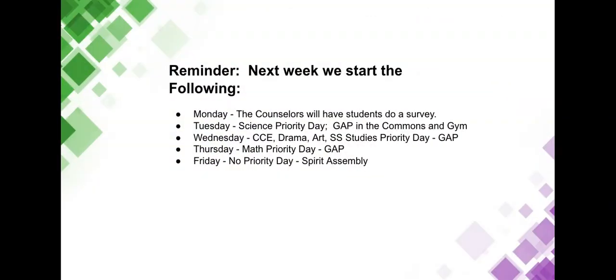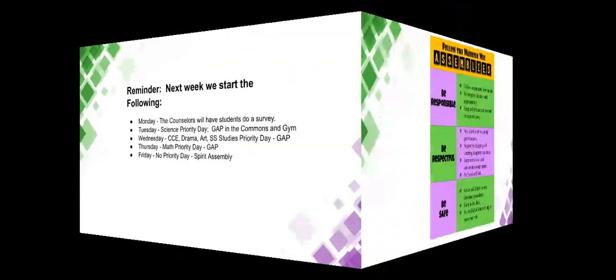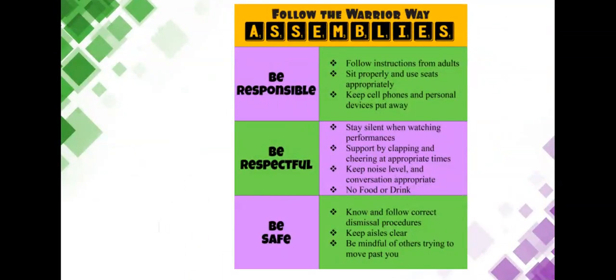And also reminder that next week we start the following. On Monday, the counselors will have students do a survey about our Friendship Fridays that we will do through this year. On Tuesday, that is Science Priority Day, and there will be gap in the Commons area and gym. Wednesday is the CCE, Drama, Art, Social Studies Priority Day, and then gap. Thursday's Math Priority Day and gap. And then Friday, we're not going to have a priority day this coming week because we're going to have our first Spirit Assembly.